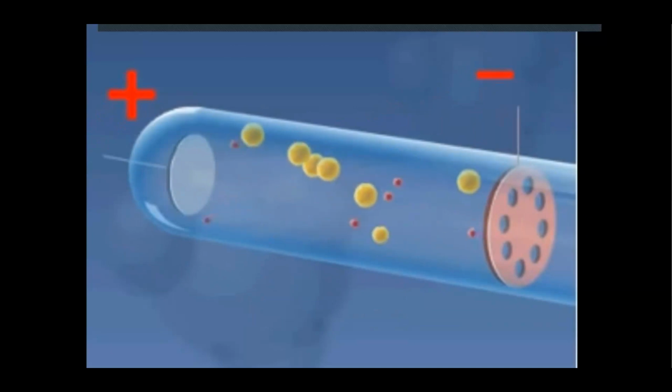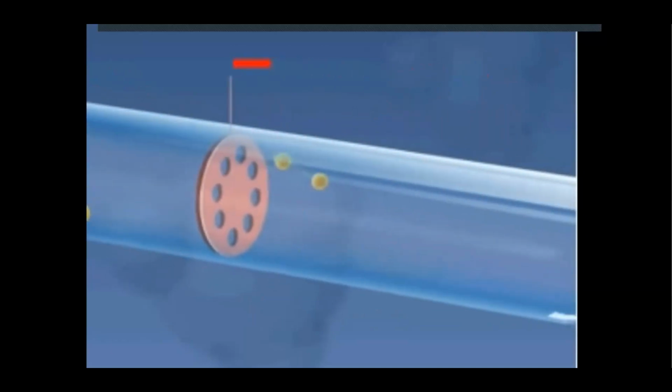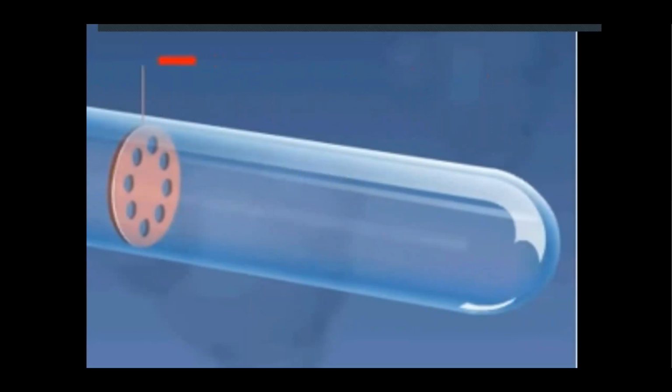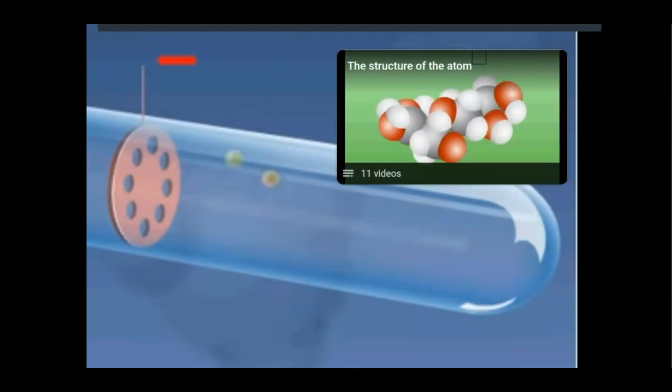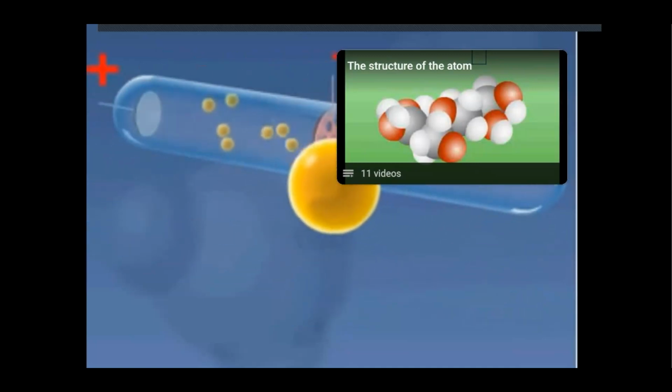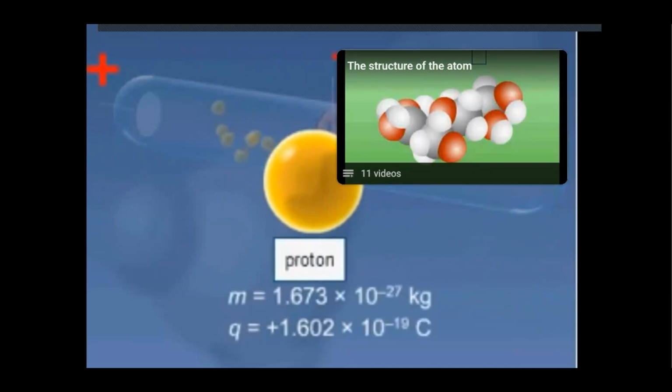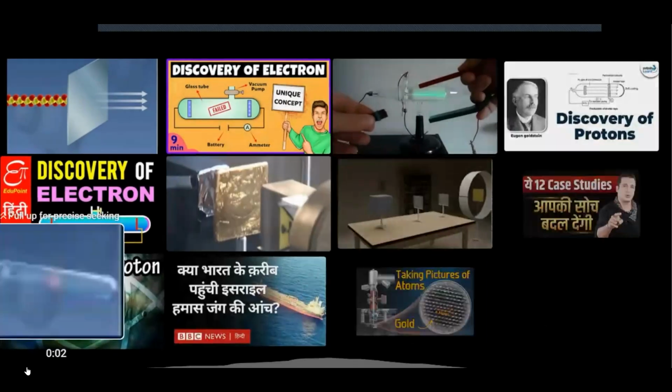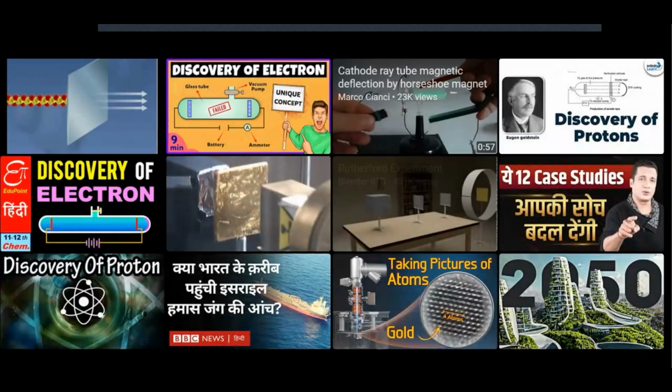The resulting positively charged nuclei of hydrogen, which are simply protons, were attracted towards the cathode, passed through the perforations, and were detected at the other end of the tube as so-called canal rays. In this way, the next fundamental elementary particle, the proton, was discovered. So this is how the electron and proton were discovered. Now you understand better.